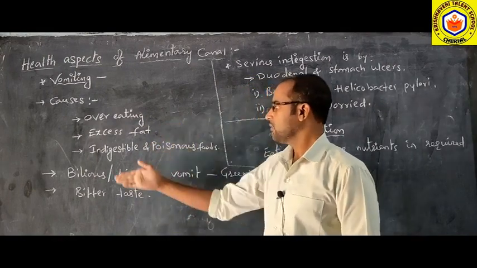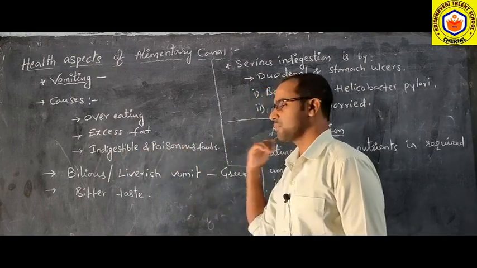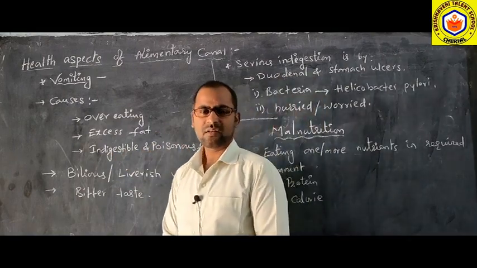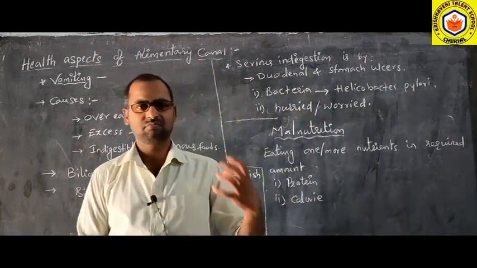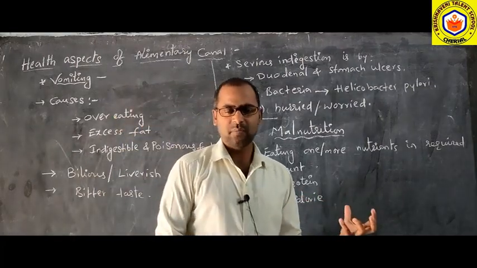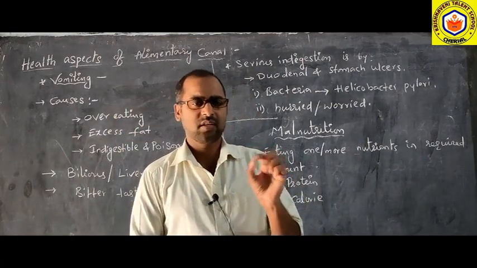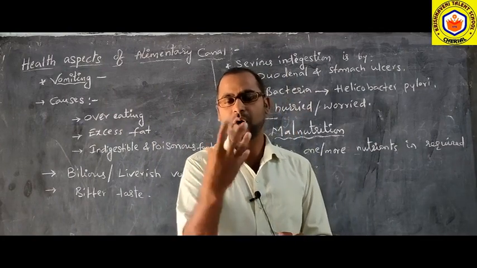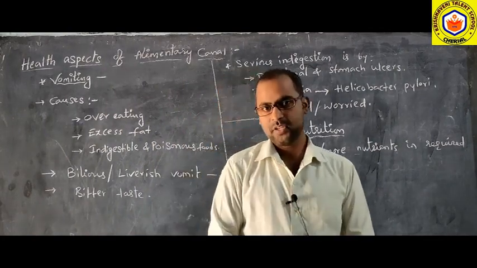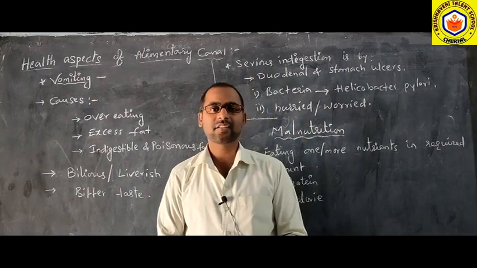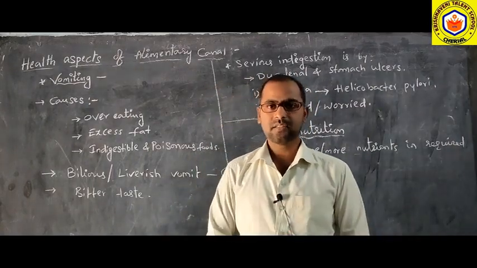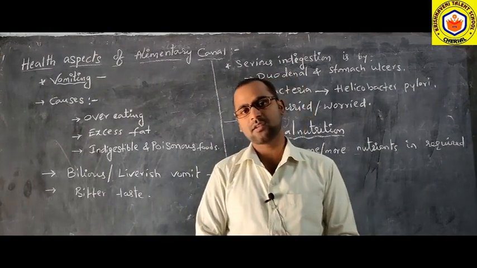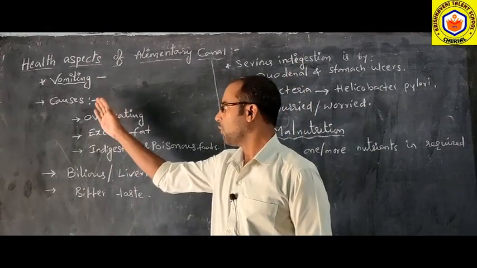Next, eating indigestible and poisonous foods. Sometimes we eat stale food, that means damaged food, spoiled food, which is somewhat poisonous and contains some germs in it. That causes indigestion in the stomach, and it will be expelled outside. That is also one of the causes for vomiting.